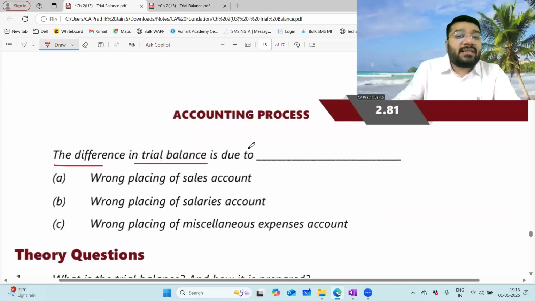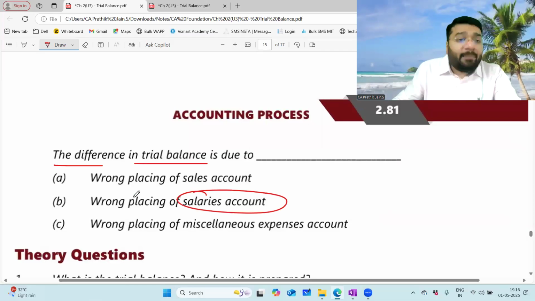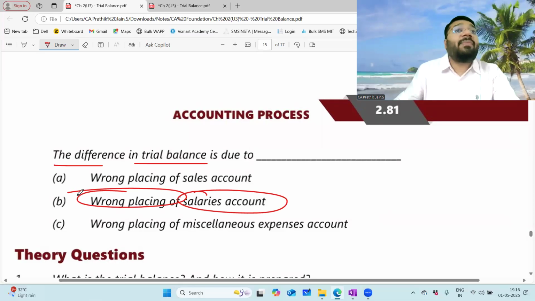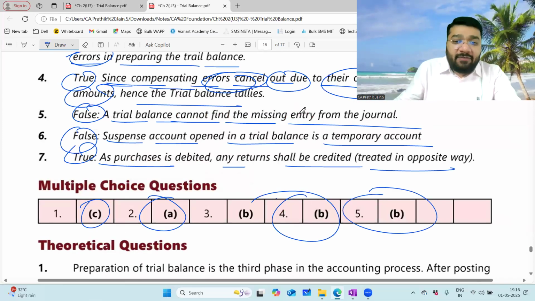The difference in trial balance is why? Because the salary placement is wrong. The salary placement is wrong. 5B.